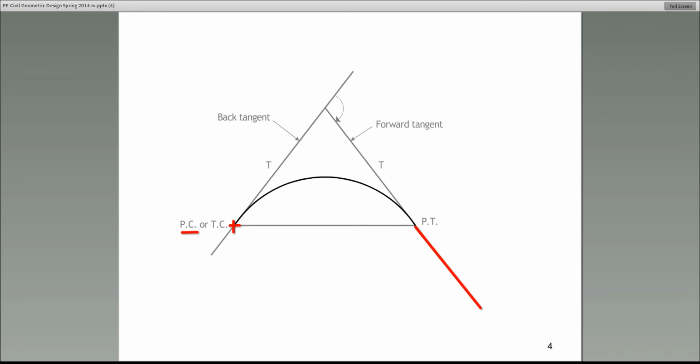Now, tell me this. That same point is also referred to as TC. Who can tell me what TC stands for? That's the same point. It's just a different name for it. TC stands for tangent to curve. So that's tangent to curve. All right? And then there is a third way to represent that very same point.